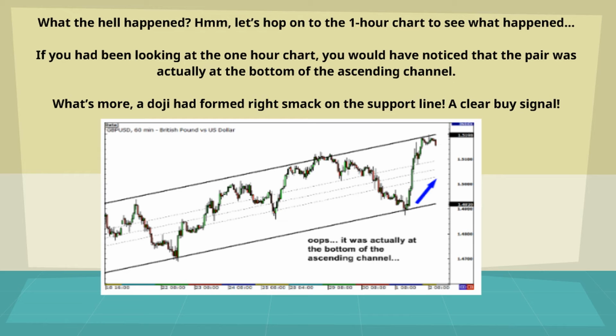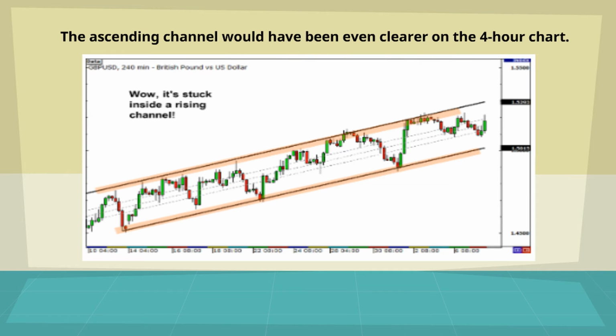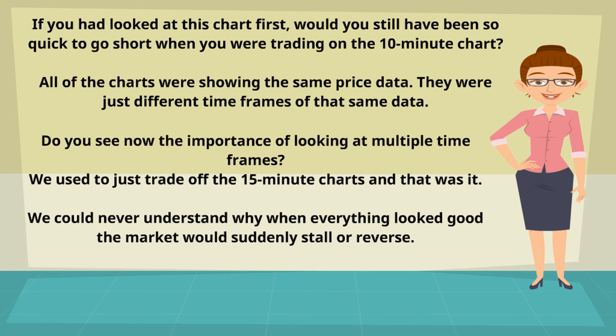If you had been looking at the 1-hour chart, you would have noticed that the pair was actually at the bottom of the ascending channel. What's more, a doji had formed right smack on the support line. A clear buy signal. The ascending channel would have been even clearer on the 4-hour chart. If you had looked at this chart first, would you still have been so quick to go short when you were trading on the 10-minute chart?